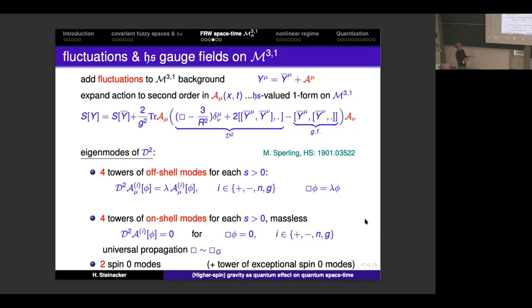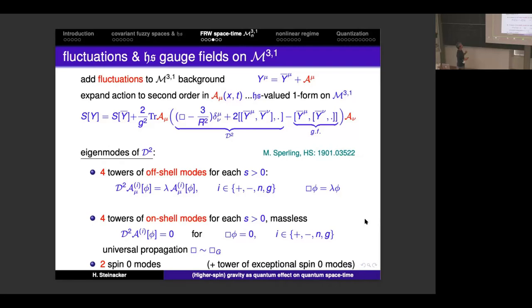And you can classify the eigenmodes. It turns out there are off-shell modes. If you just diagonalize this operator in the full configuration space, you get four towers of higher spin modes for each spin larger than zero. And you can realize them really explicitly in terms of some basic solutions. So this is nice and under control.